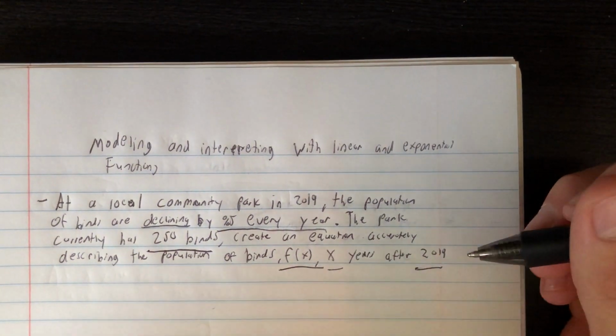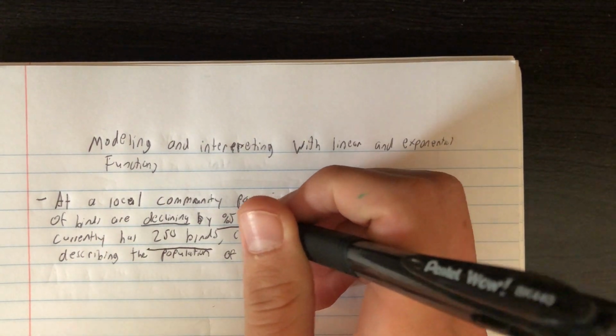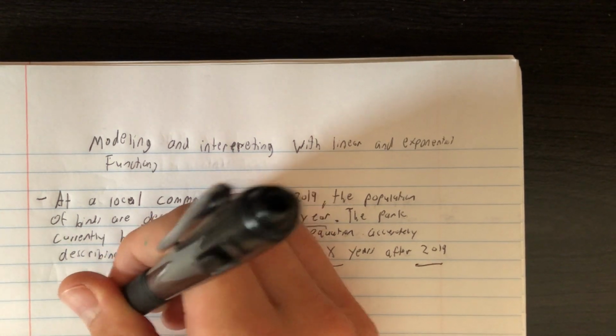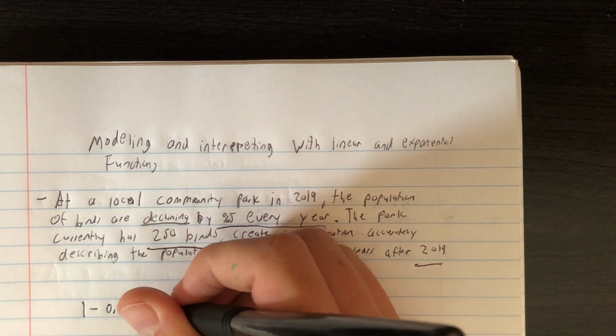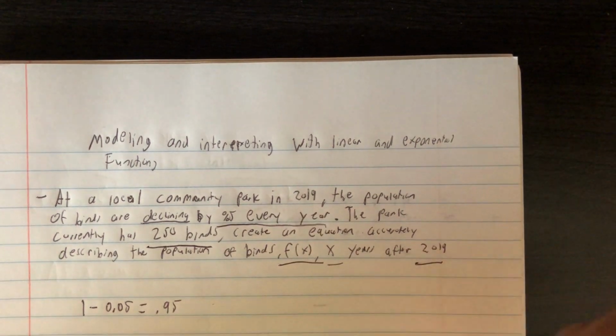All right, so let's look at the things we know. We know that it's declining by 5%. So what do we do? We subtract 1 minus 0.05 since we're declining. And that gives you a percent of 0.95. Now this is what is going to be in the exponent part of the equation.